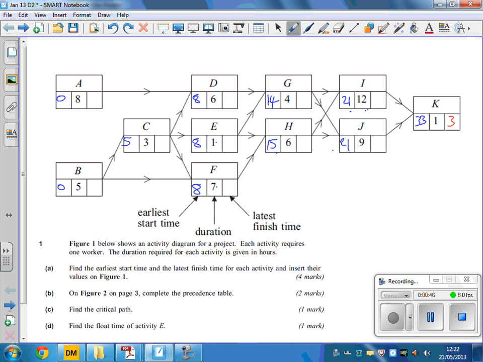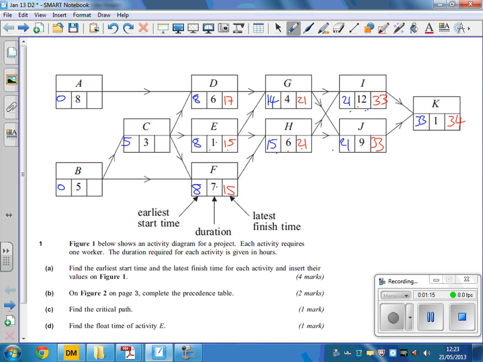Let's work out the back ones. 34 there, take away 1, so these both got to finish by 33. This one's got to finish by 21. This one's got to finish by 21 as well. Working backwards here, this one could finish by 17. This one's got to go a bit earlier though, because 21 take away 6 is 15. This must be 15 as well.